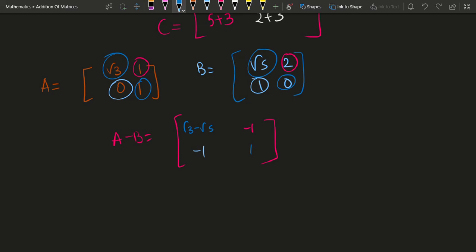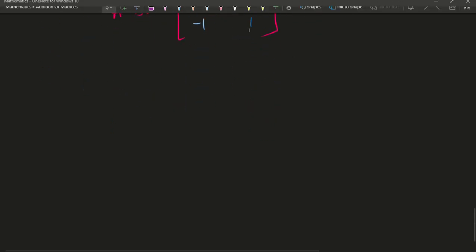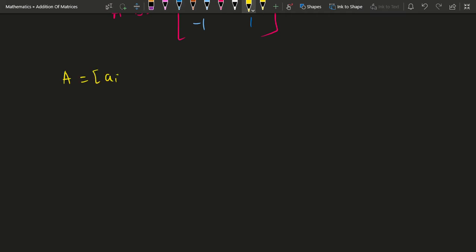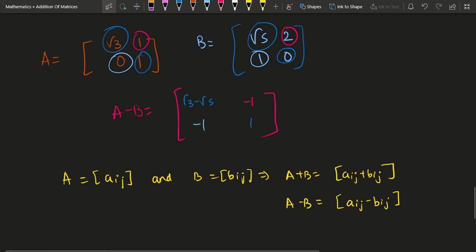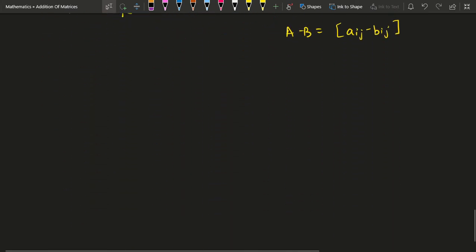As simple as that. If you want to write it in a more mathematical way, you would write that A equals Aij and B equals Bij. Then their sum A plus B would just be the collection of the sums of the elements. And if you want to write the difference, you just take the element-wise difference of the elements. After defining the sum and difference of these two matrices, we can specify some properties.